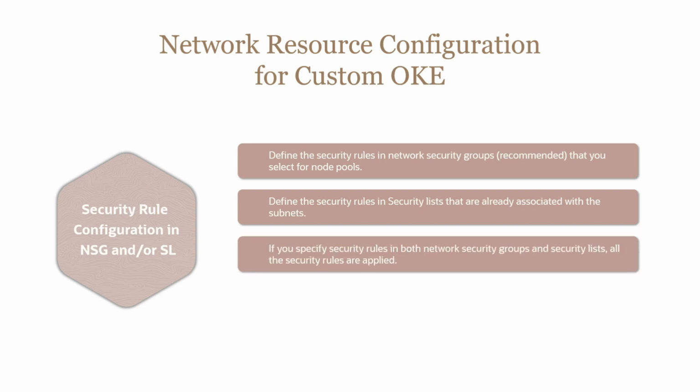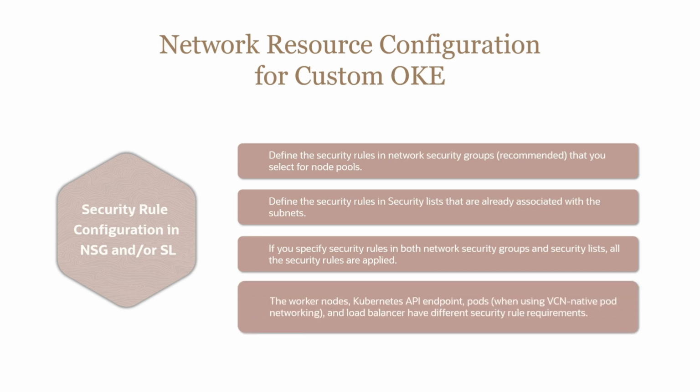One essential point to note: if you choose to specify security rules in both network security group and security list, all these security rules are applied, essentially forming the union of the security rules. Keep in mind that the worker nodes, the Kubernetes API endpoint, pods, and load balancers have distinct security rule requirements. If necessary, you can add extra rules to cater to your specific needs.